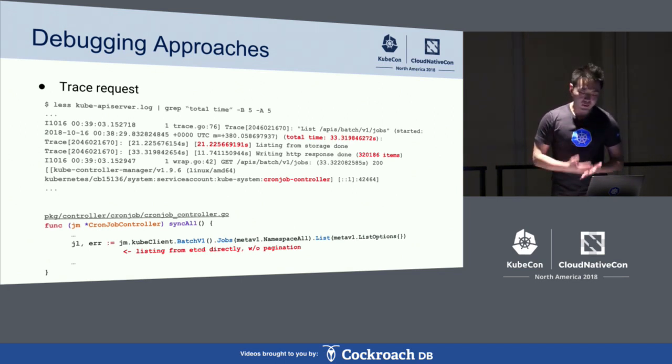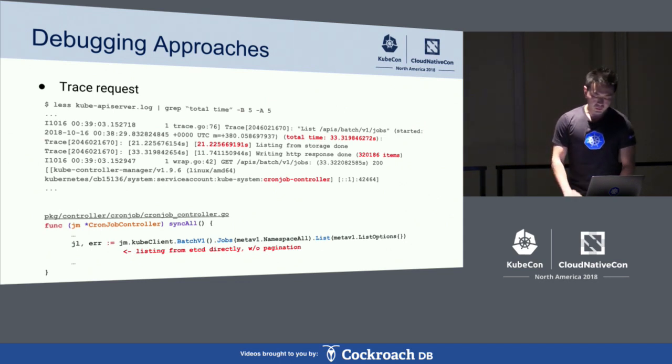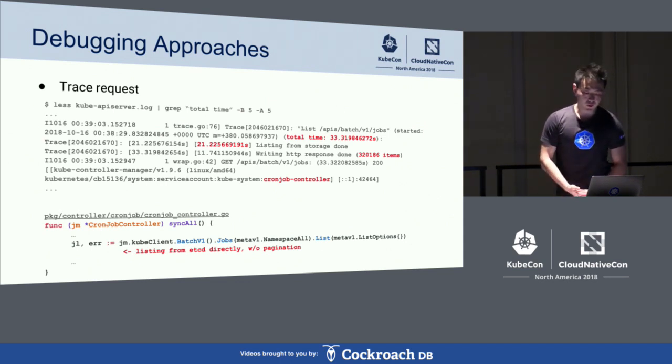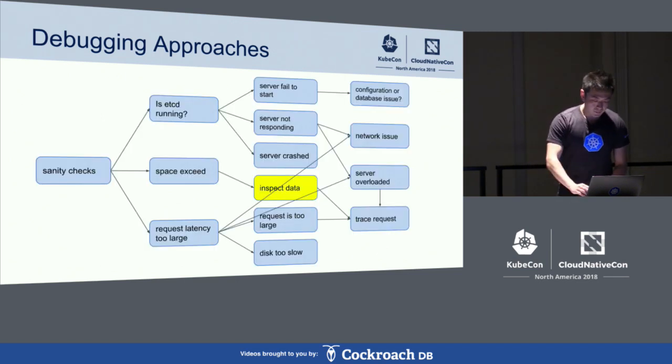If you want to trace even further, you can look at the source code. I've included it here. You can see this line is actually calling the listing. By the way, if you're familiar with Kubernetes, you can see this line probably can be optimized a little bit, because this controller is not using a shared informer. It's just listing directly from etcd and is not using pagination here. This is an example of how you trace the request.